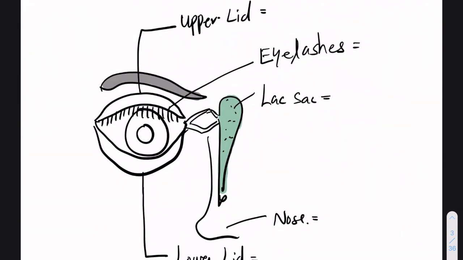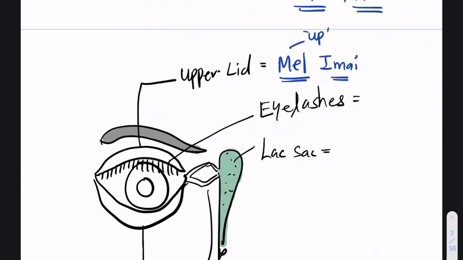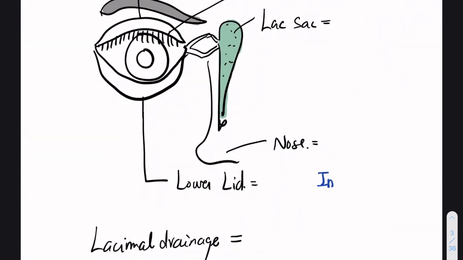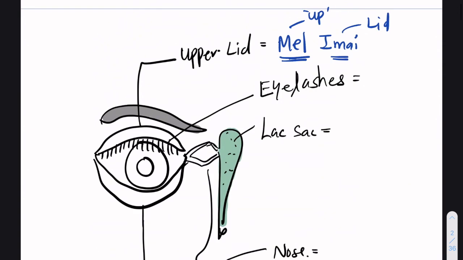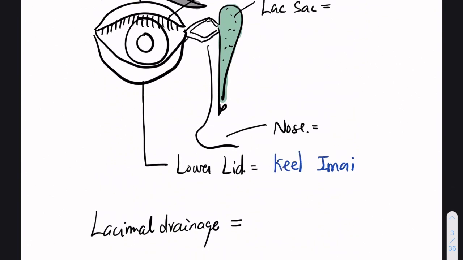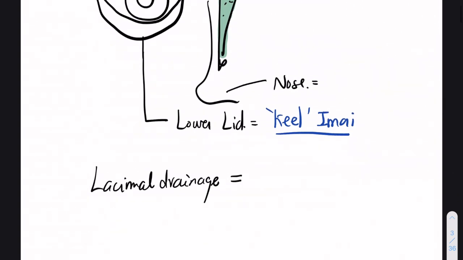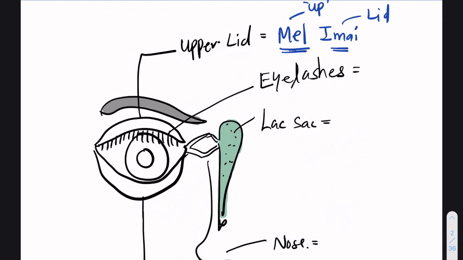Now, as far as ocular adnexa is concerned, you call the upper lid as mel imai. Mel means up, imai means lid. A lower lid will be called keel imai. If mel is up, keel is low, K-E-E-L. Keel means down, so look down means look keel. We will discuss that later. Just know that lower lid is keel imai, and mel imai means the upper lid.